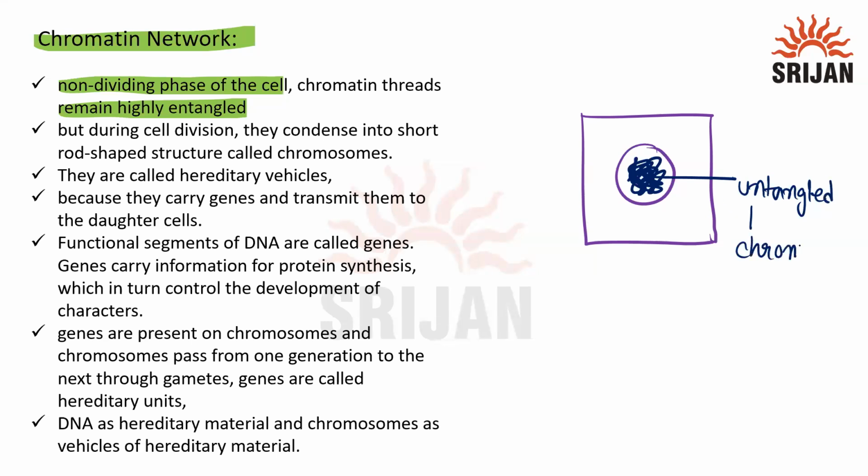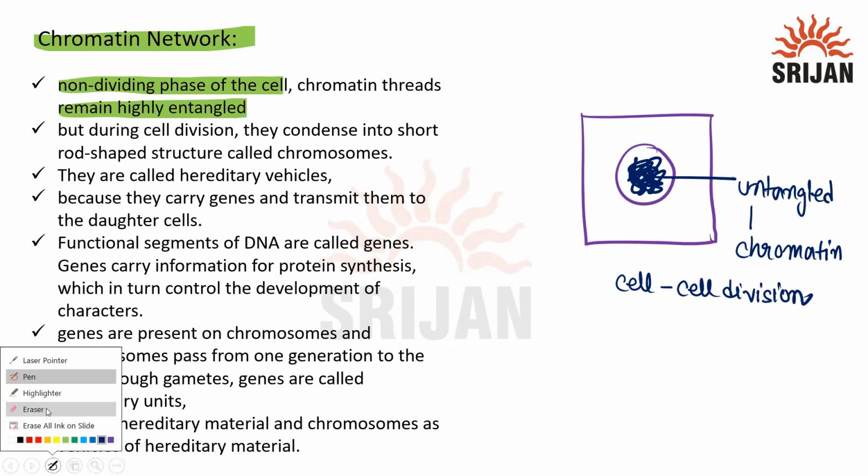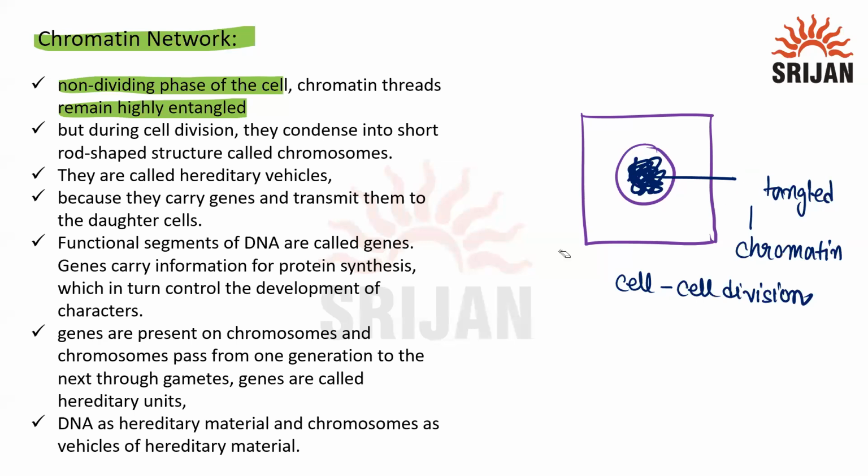But what happens when the cell goes through the phase of cell division? The chromatin is not untangled, this is called entangled. When the cell division has occurred, the chromatin now gets condensed, and that stage is called chromosome.